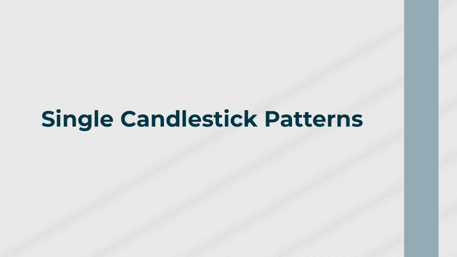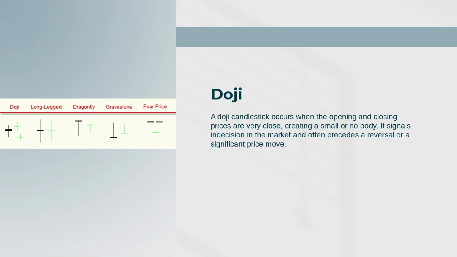Single candlestick patterns. Doji. A doji candlestick occurs when the opening and closing prices are very close, creating a small or no body. It signals indecision in the market and often precedes a reversal or a significant price move.